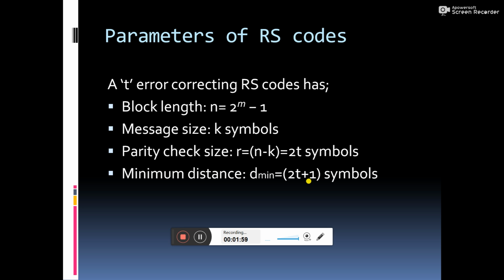Message size is k symbols. Okay, then parity check size r is equal to n minus k, which will be equal to 2t symbols. And minimum distance d minimum equal to 2t plus 1 symbols. So you remember these parameters.